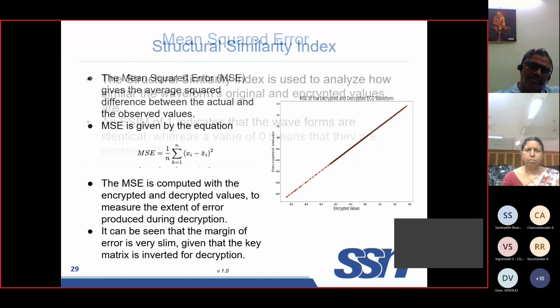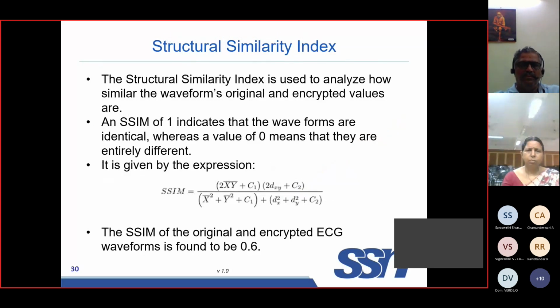The next technique that is used is structural similarity. Structural similarity helps us find out how similar the original and encrypted waveform values are. An SSIM, that is structural similarity index, of 1 means that the encrypted and the original waveforms are exactly identical to each other, whereas a value of 0 means that the structural similarity between the two is very different. It is better that the original and the encrypted waveform look drastically different from each other, that is, the value should be closer to 0 than to 1. The structural similarity of our technique comes out to be around 0.6.